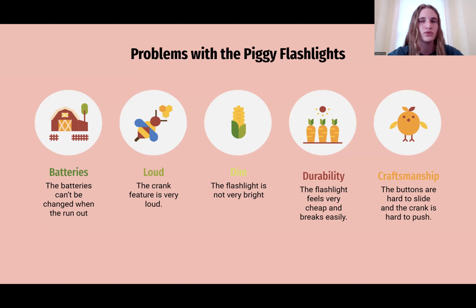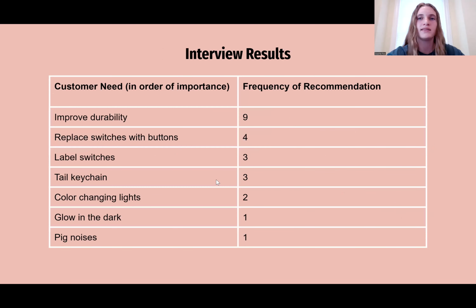One of the problems I identified while creating functional models was the batteries in the Piggy flashlight couldn't be changed because there was no way to open up the inside without breaking it. Also, when the crank feature is used, it creates a lot of unnecessary noise. Another issue is the flashlight only has 2 LEDs, which makes it very dim. And the original flashlight was also not very durable and was made out of cheap and thin plastic. This also made it hard to use because some of the buttons didn't slide well and it just felt all around like a low quality product.